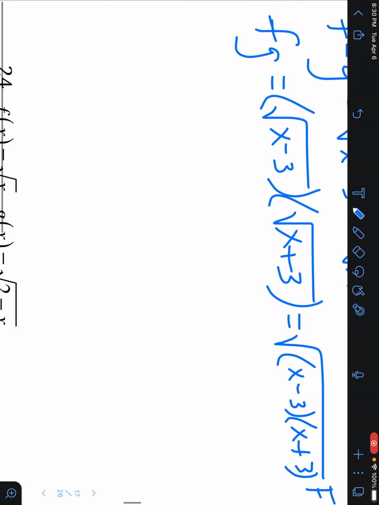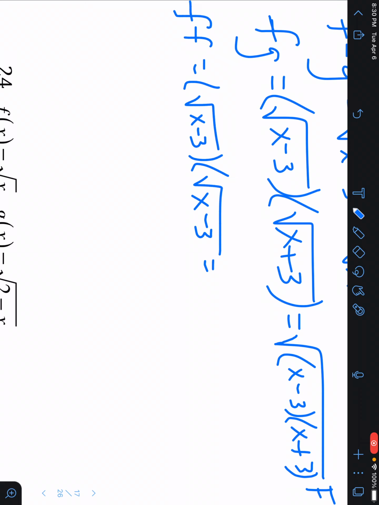Next up was f times f. F times f. So that's square root of x minus 3 times the square root of x minus 3. So that would be, now remember the rule that says if you have the square root of something times the square root of that same exact thing, what happens is you can just get rid of the radical and carry over the radicand. So the radicals here would cancel and you would have x minus 3.